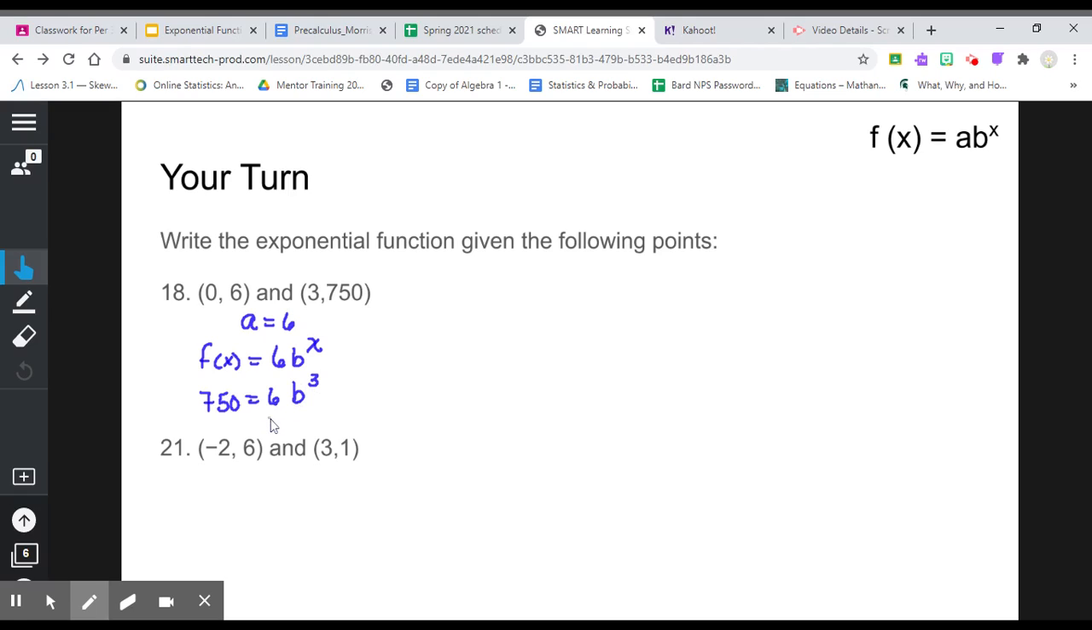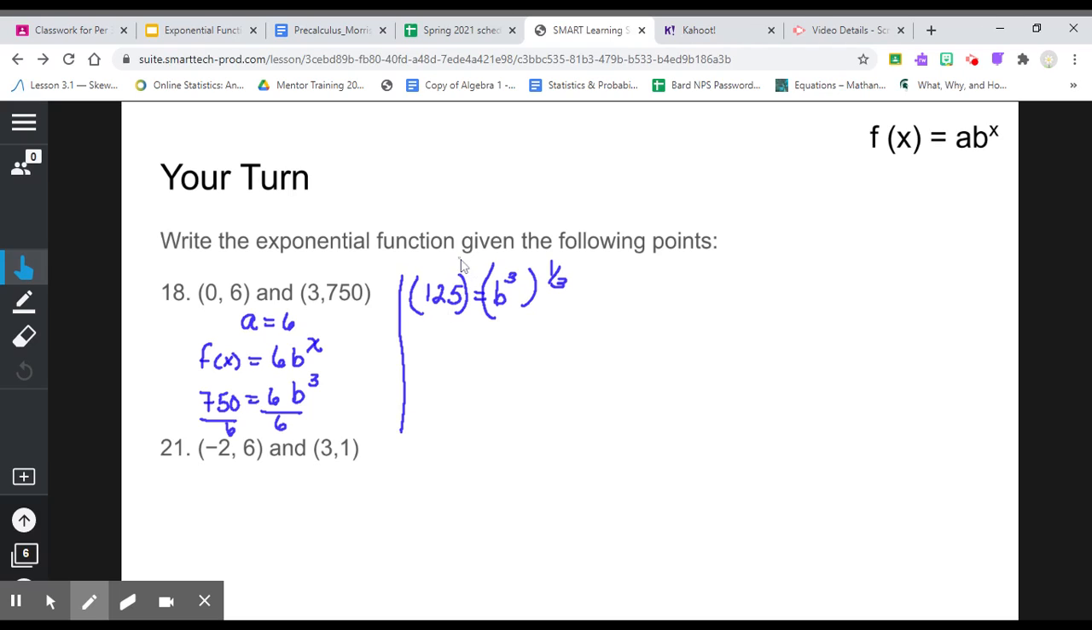So I'm going to get b by itself. So I have to first divide both sides by 6, and make some more room over here. So 750 divided by 6 is 125. So that's equal to b cubed. And then finally, I could take the cube root of b, or I can think of raising both sides to the 1/3 power, right? I'm going to raise it to the reciprocal of this exponent.